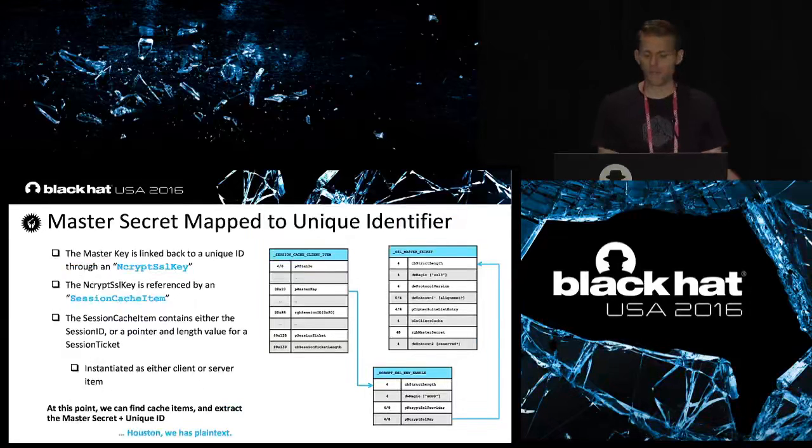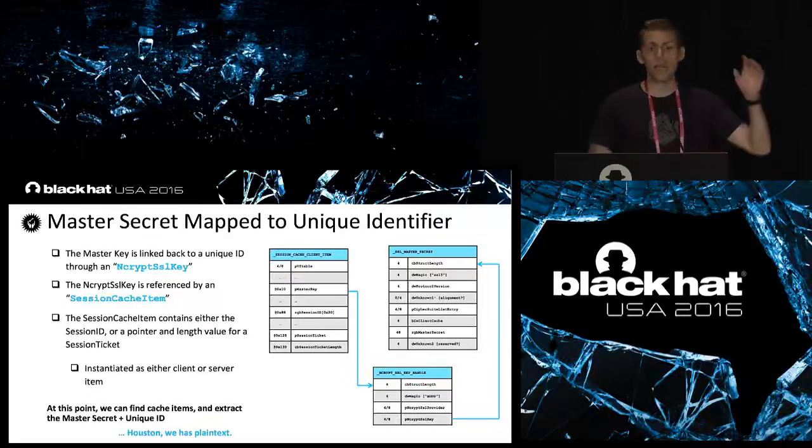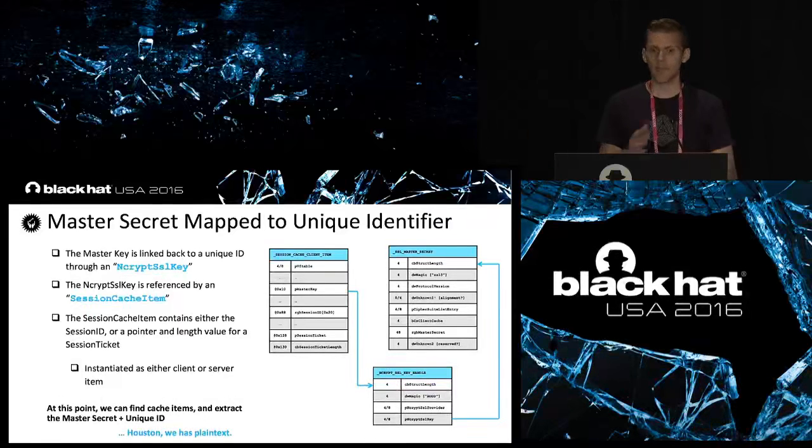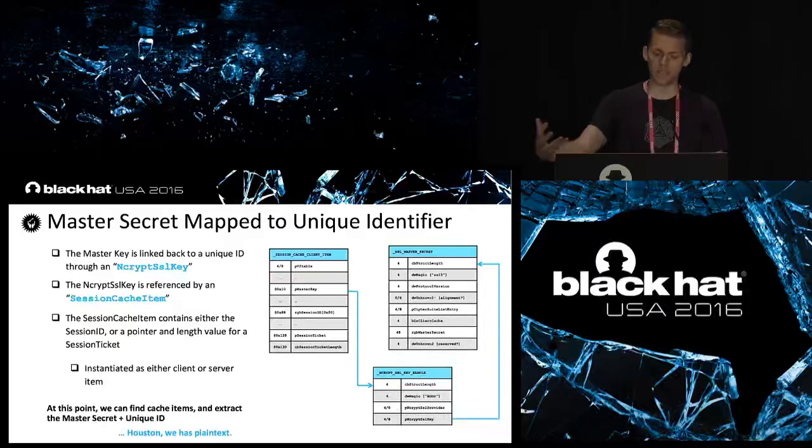So yeah, so then what do we do? Well, we take that and we map it back to a cache item. So I was able to figure out exactly what a cache item looks like, what the elements inside of a cache item are, and it stores the unique identifier, so either a session ID or a pointer to a session ticket, and then, similar to how bcrypt works, there's an encrypt SSL key handle that then points to this master key.